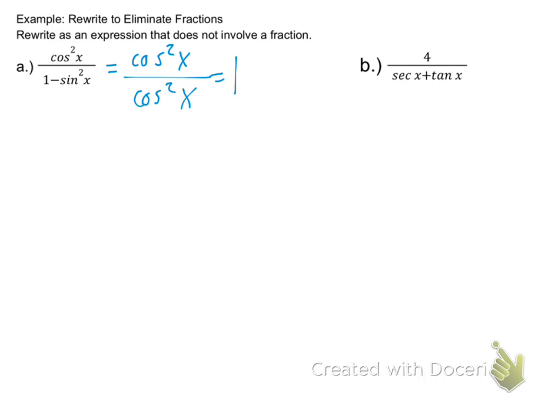Guys, I also could have expanded cosine squared x to 1 minus sine squared x, and therefore the top and bottom would have also resulted in the same exact thing. So those are pretty fun. Those are easy, 2-step problems. Part B, not so much. Can you just multiply?